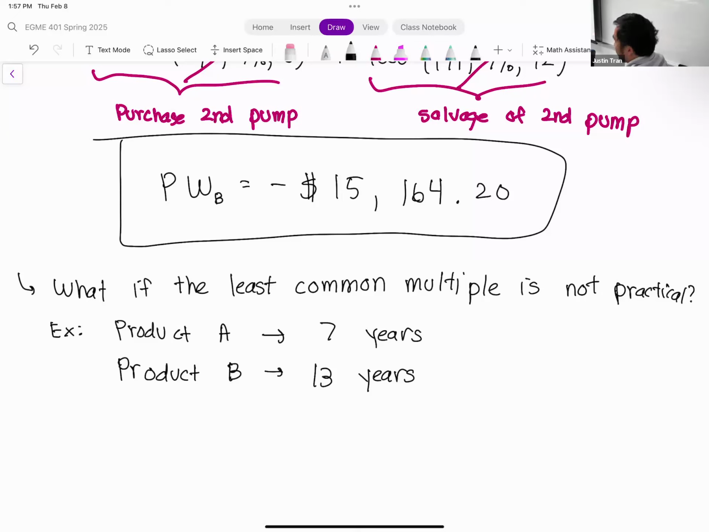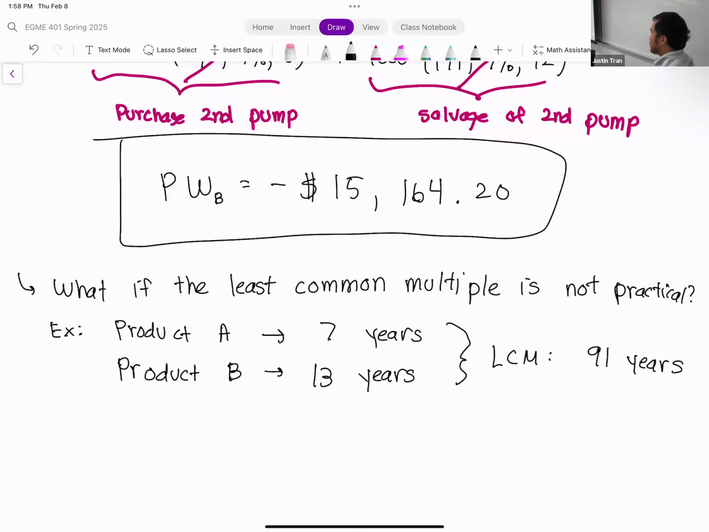Right. And so when you have something like this, you try to find the least common multiple. The least common multiple in this case is unfortunately just their product, right? So there's nothing else, there's nothing lower that they have in common. So the product of 7 times 13 is 91 years.